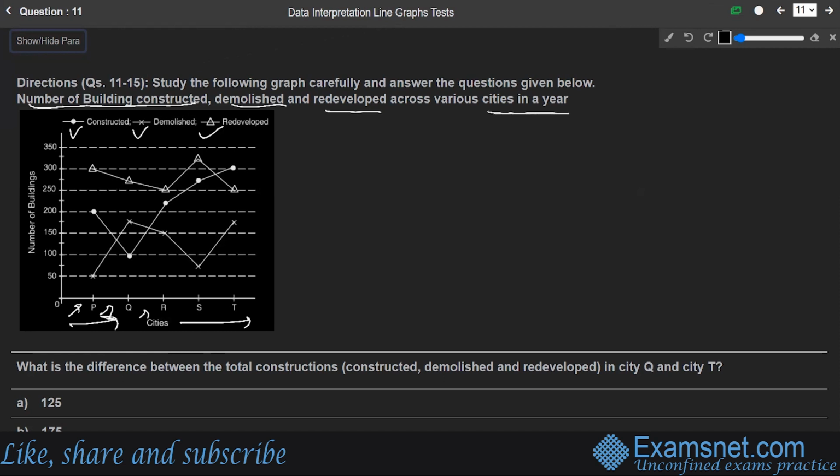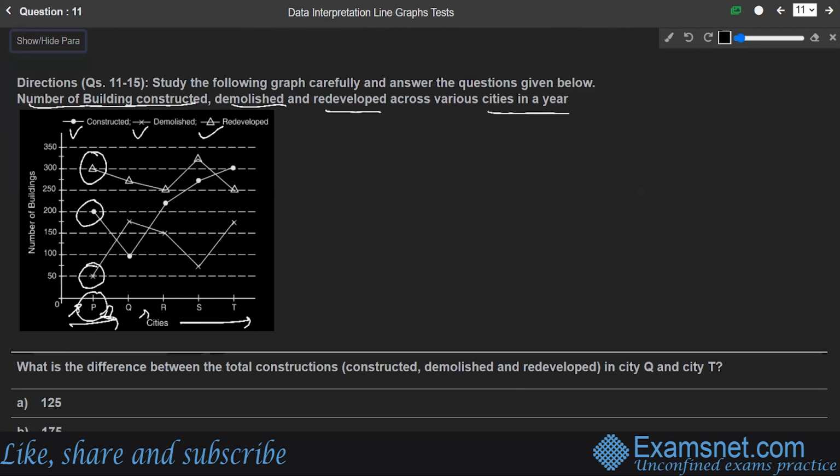Let us try to find the number of buildings constructed in city P. Constructed is represented by a filled circle, that is this. So there are 200 buildings constructed in city P. The number of buildings demolished in city P is represented by a cross, so that is 50. The number of buildings redeveloped in city P is represented by a triangle, so it is 300. So this is how the data is read.